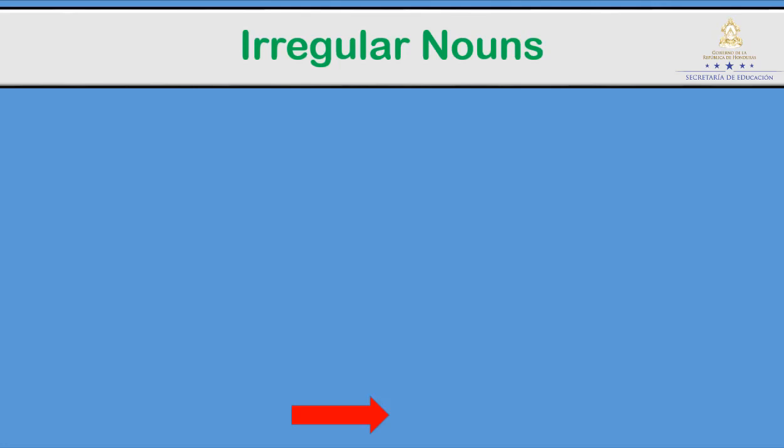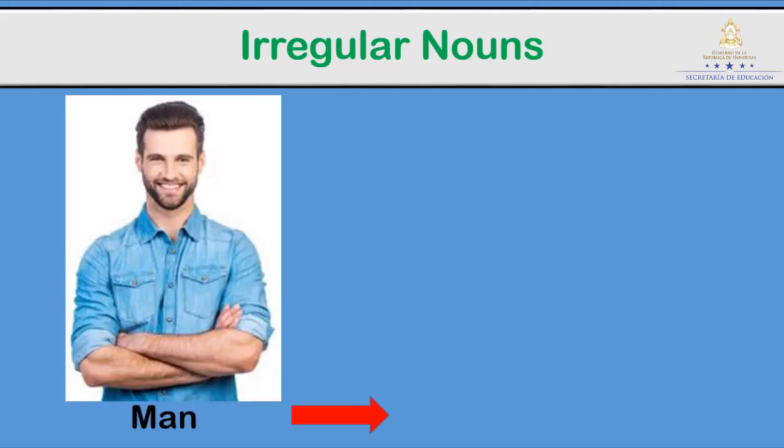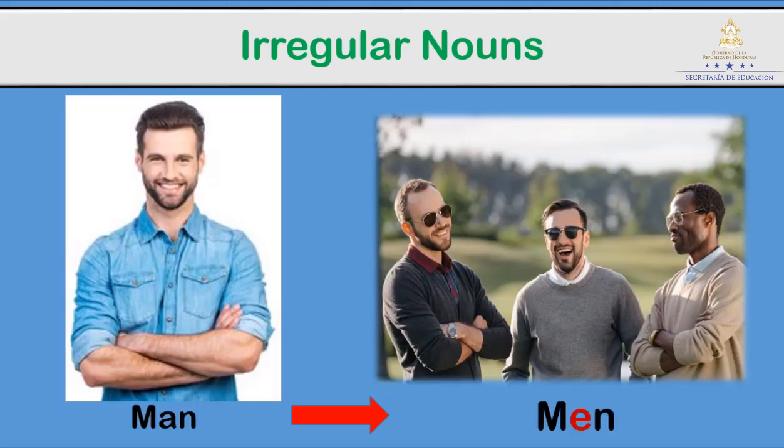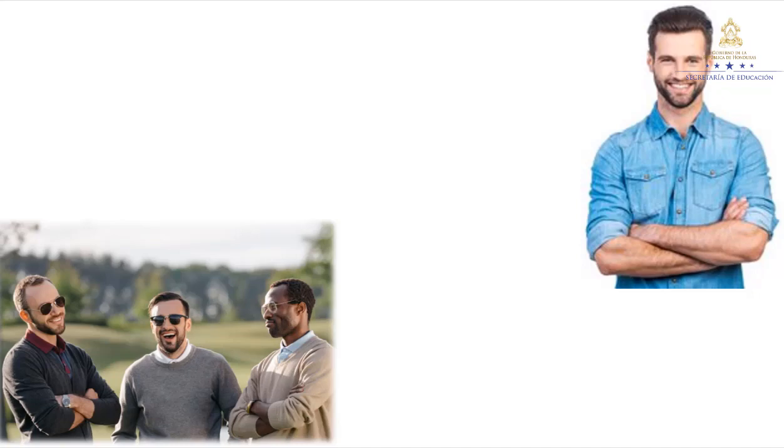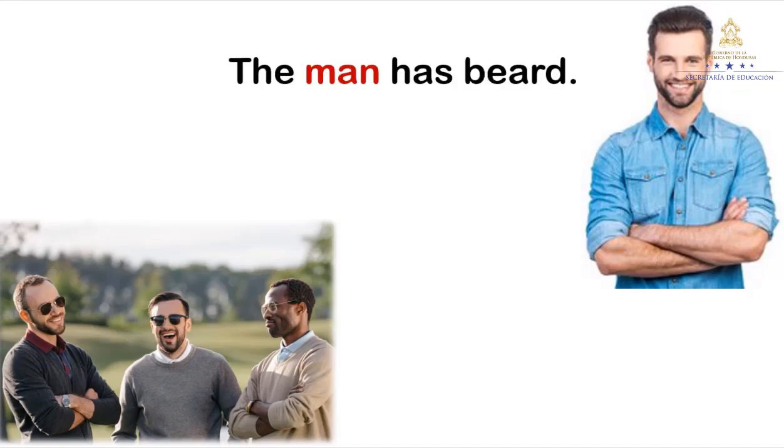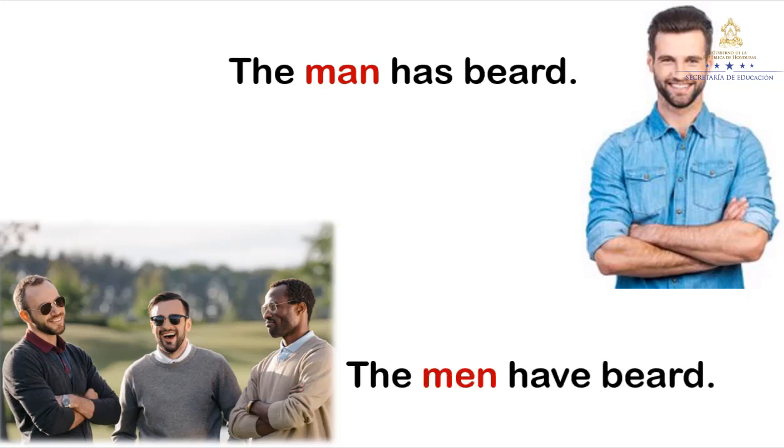Talking about irregular nouns that change sound inside vowels. For example, man in singular and men in plural. Mira las oraciones. Primero en singular. The man has a bird. Ahora en plural. The men have birds. You see, we change the vowel A for the vowel E.